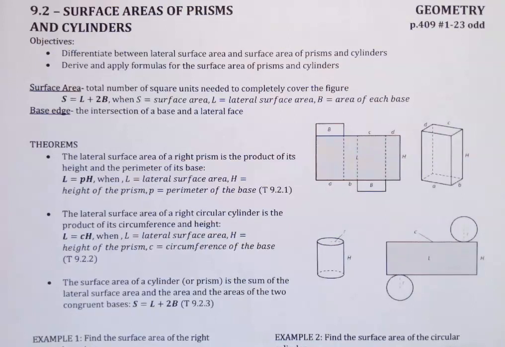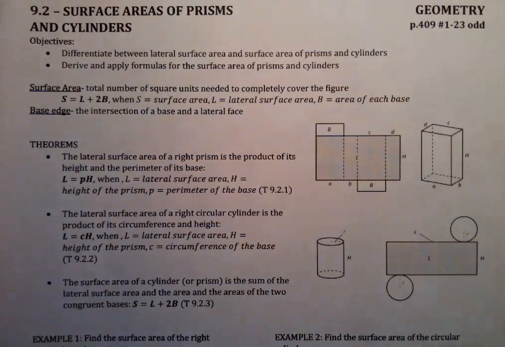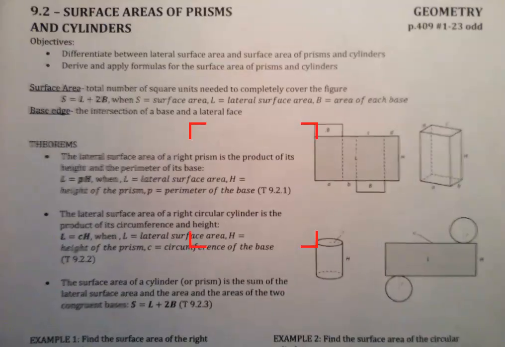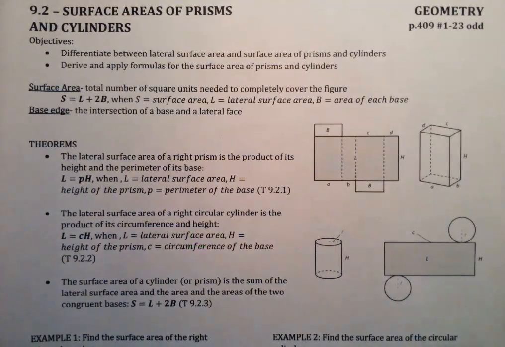All right, so for geometry, we're doing 9-2. We're talking about surface area of prisms and cylinders today. And then next week, we'll get into surface area of pyramids and cones.